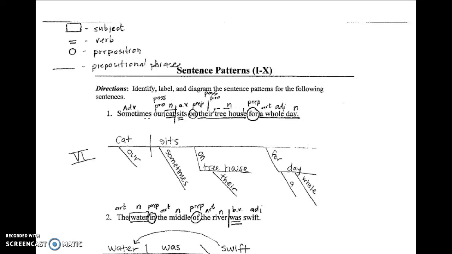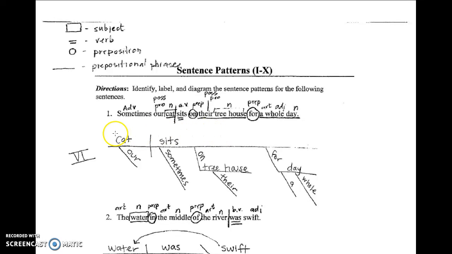If you are struggling with diagramming, a good way to start is by parsing the sentence, or identifying what part of speech every single word in the sentence is. And then you can more easily determine where they go in the diagram. So I've parsed all of these sentences, and you go through and look at them and see if you have any questions about that one.